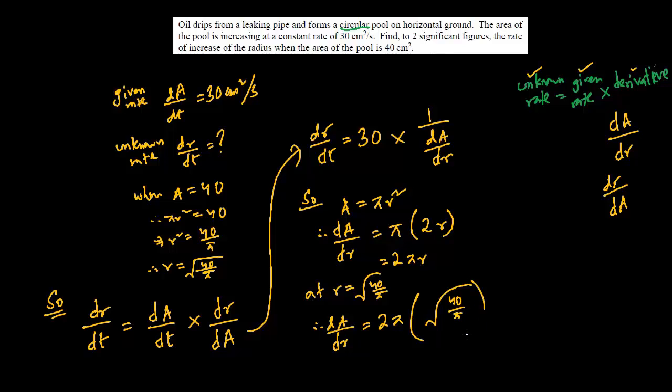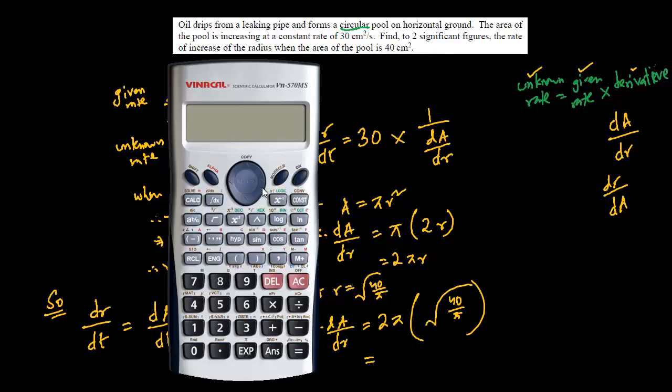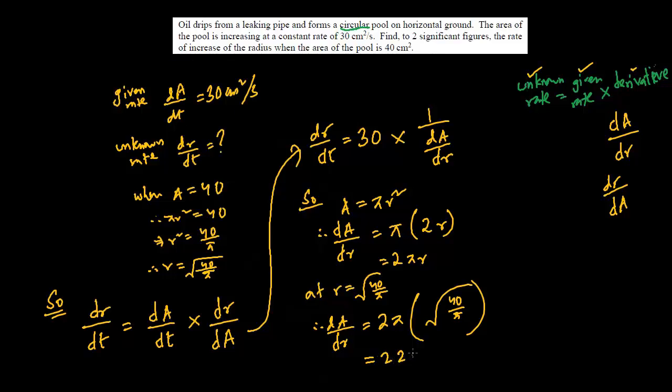Now we can use the calculator to find the value of this. So 40 divided by pi is this, the square root of this is the value of the square root of 40 by pi, into 2 pi. This turns out to be 22.22. So let me write it down: 22.22.